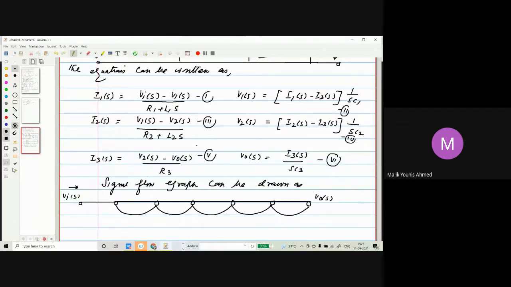What is my first feedback? Feedback means which is in the denominator. First feedback is 1 by R1 plus L1S. So this is the first feedback. Okay. Now what is the second feedback? I have to go accordingly. Second feedback is this one, 1 by SC1.